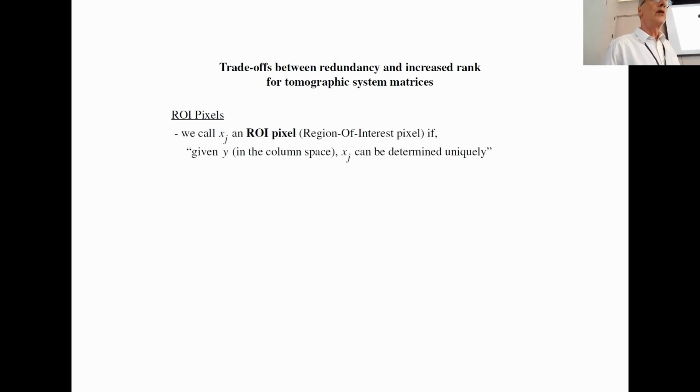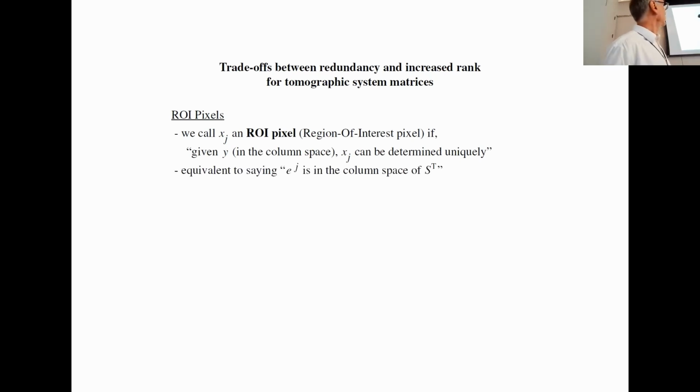So when I talk about ROI pixels, what I'm talking about is those pixels that magically can be reconstructed. Even if the whole image cannot be, for some, it's possible under special circumstances that some pixels might be reconstructed anyway. Another way to say that is the vector X cannot be solved uniquely, but there might be some components of the vector X which are uniquely solvable.